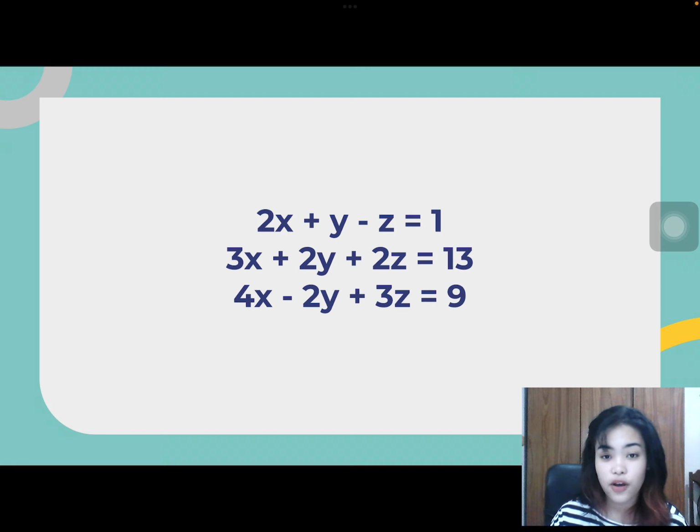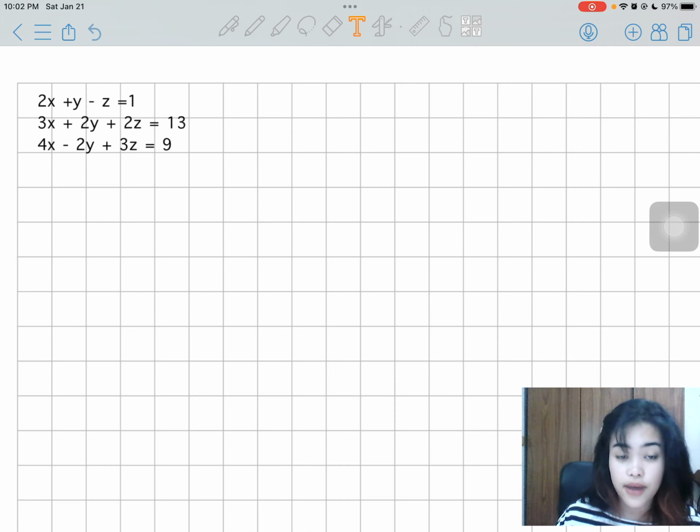So let's move on to our example. Our first example is 2x plus y minus z equals 1, 3x plus 2y plus 2z equals 13, 4x minus 2y plus 3z equals 9. So we have 2x plus y minus z equals 1, 3x plus 2y plus 2z equals 13, and 4x minus 2y plus 3z equals 9.